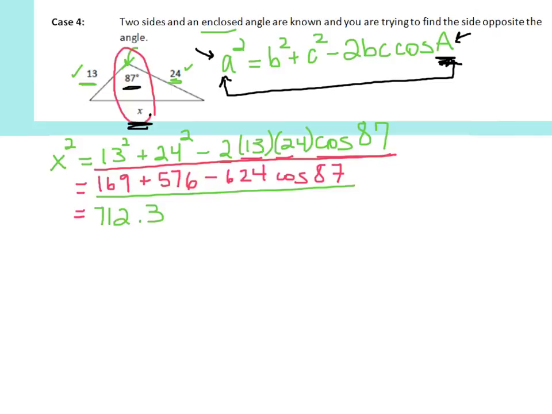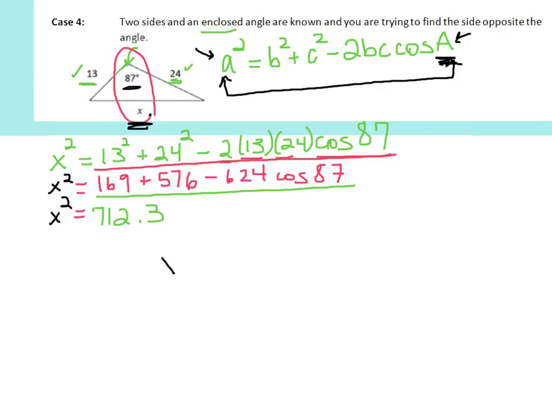712.3. Now that's huge. I cannot possibly have a triangle that has a side of 13 and a side of 24 and a side of 712.3. The other two sides would never meet up and make a triangle. And that's because this is x squared that we're finding. So I'm not done yet. And if I don't remember this last step, I'm going to miss the problem.